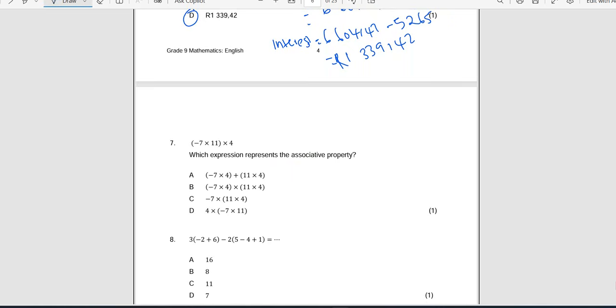Which expression? The question says which expression represents the associative property. The first thing that we need to do, guys, is define what associative property is, before anything else.